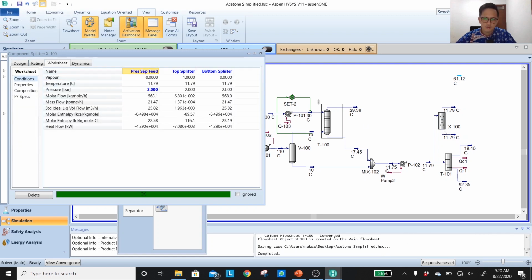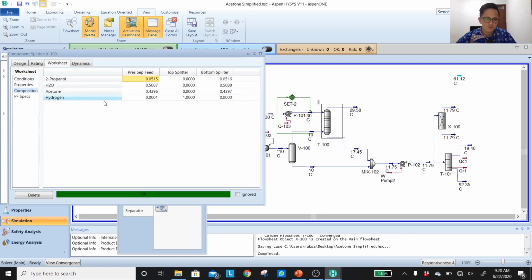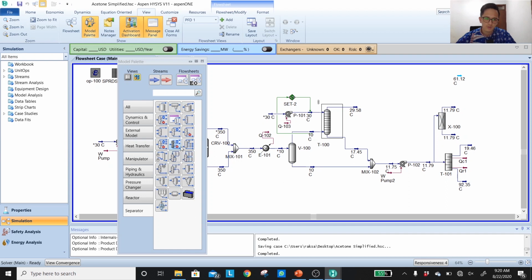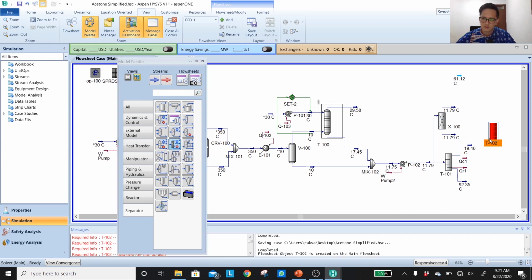So now when I go to the splitter and check the composition, the only difference is I don't have the hydrogen at my bottom splitter because it's separated at the top splitter. Okay, I'll save it and I will send it to my shortcut column. I will not delete the previous shortcut distillation column, just for comparison purposes. Maybe it will help us somewhere along the line.